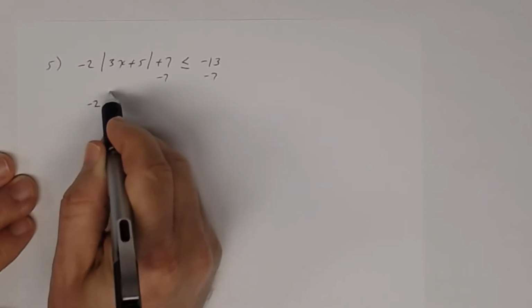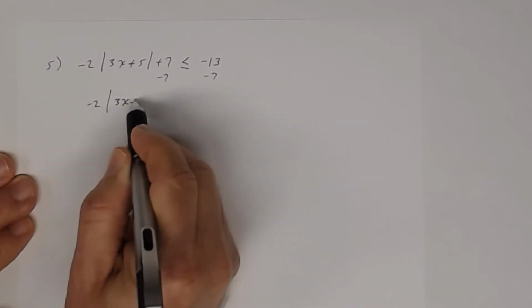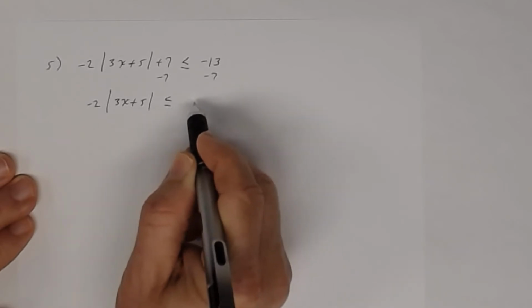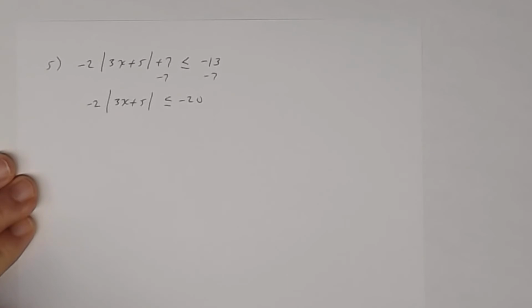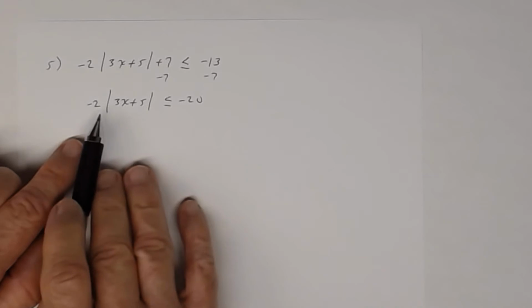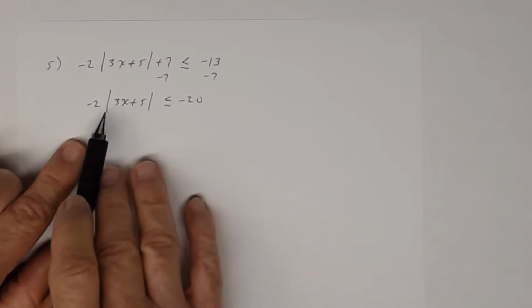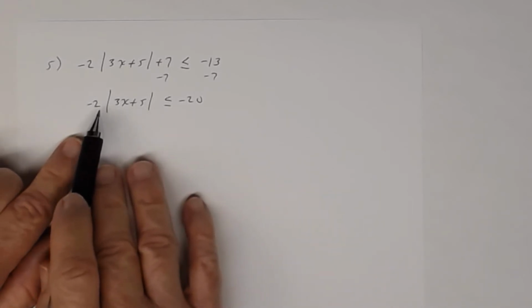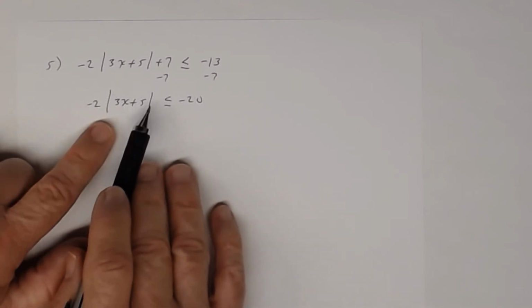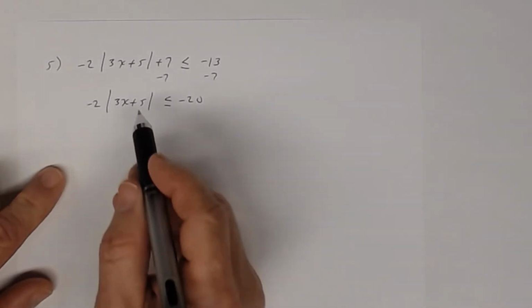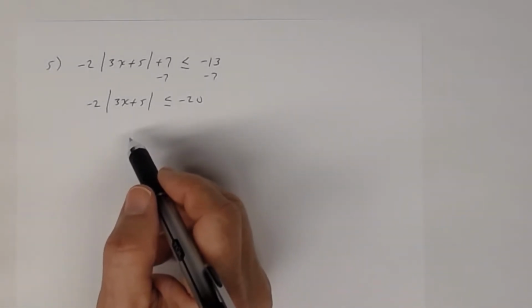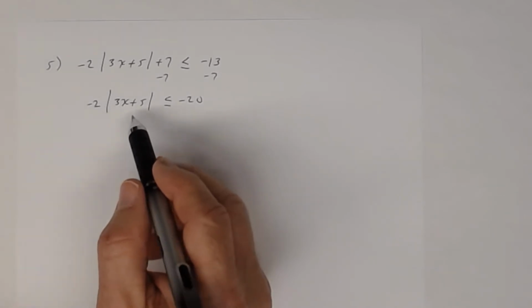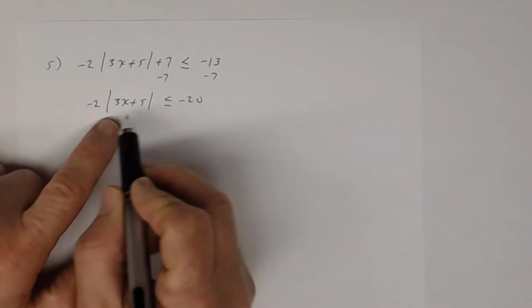So I get -2 times the absolute value of 3x plus 5 is less than or equal to -13 minus 7, which is -20. Okay? Now remember, this is not parentheses, so don't distribute. Do not distribute this. You're going to get a major error. This is an absolute value expression. Okay? You saw that when we talked about absolute value equations. So these are not parentheses, so don't distribute.